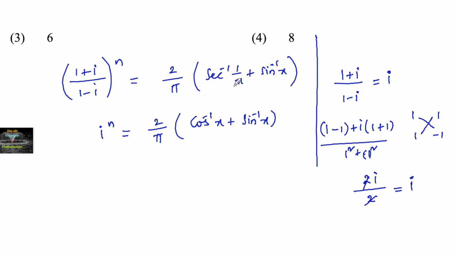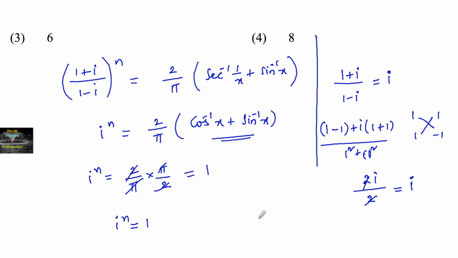and secant inverse of 1 upon x is cos inverse x. So we use these two properties, and hence i to the power of n is equal to 2 upon pi, and cos inverse x plus sin inverse x is nothing but pi by 2. So pi gets cancelled, which is equal to 1.